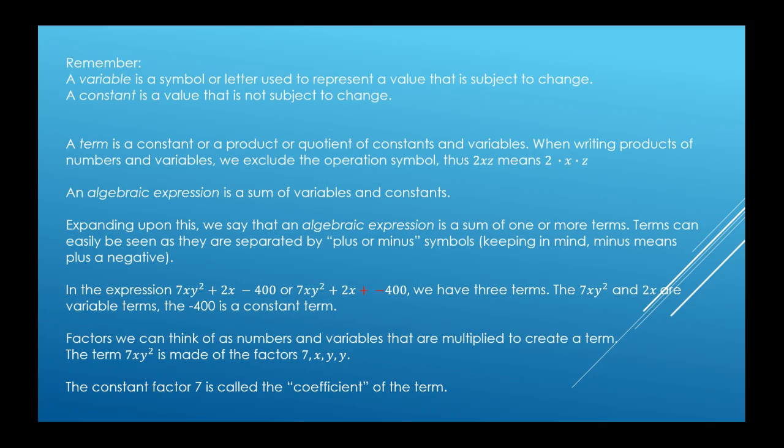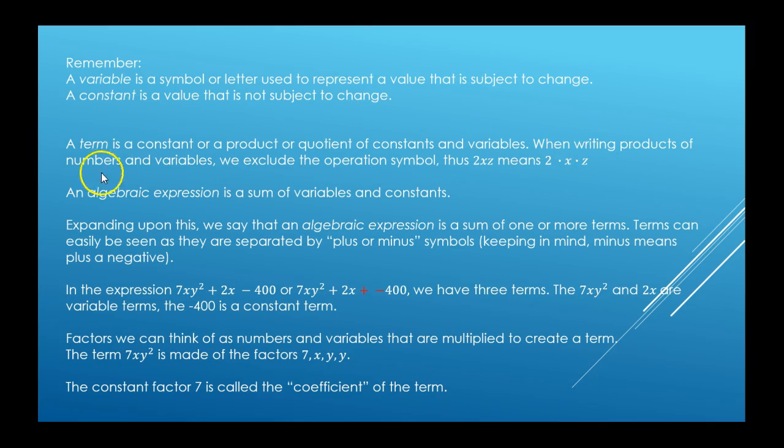unknown numbers. Now, a constant is a value that is not subject to change. We saw that before when we talked about fixed cost, like your rent. Your rent's the same. Out of whatever you spend every month, your rent is always the same. Now, a term is a constant or a product or quotient of constants and variables.